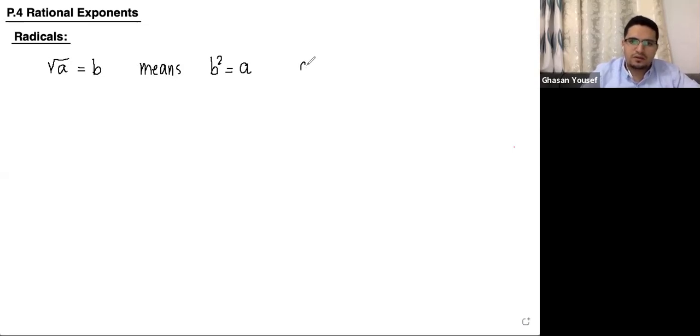And you have to know b is greater than or equal to 0. This means b is a positive number or 0, and at the same time, because we have a square, a must be greater than or equal to 0.